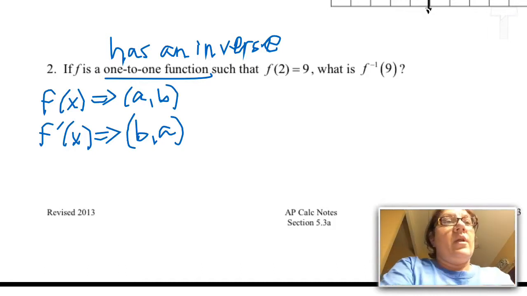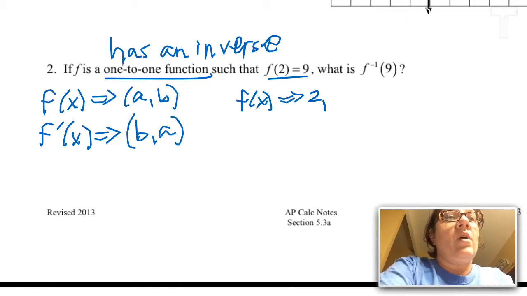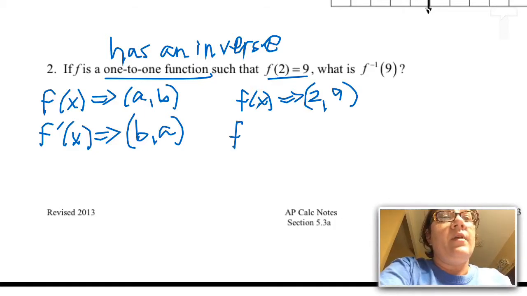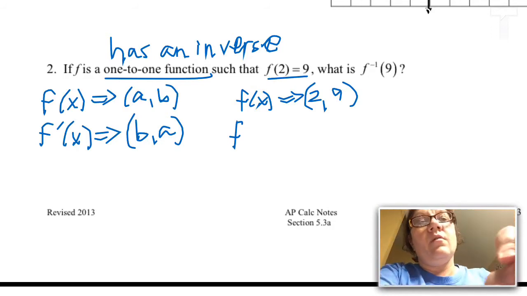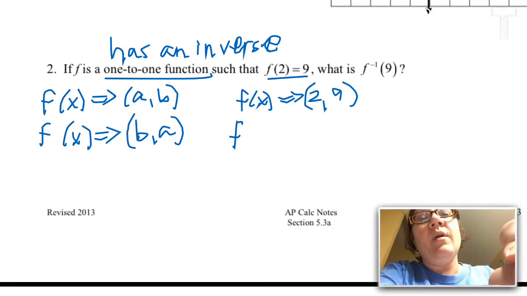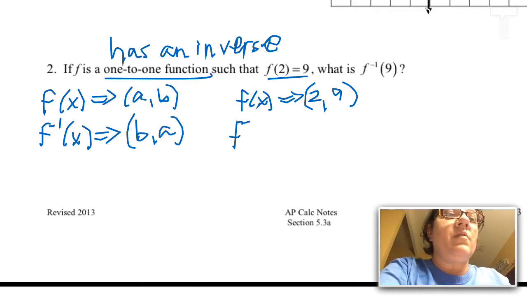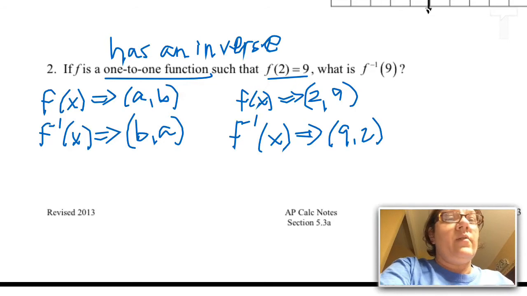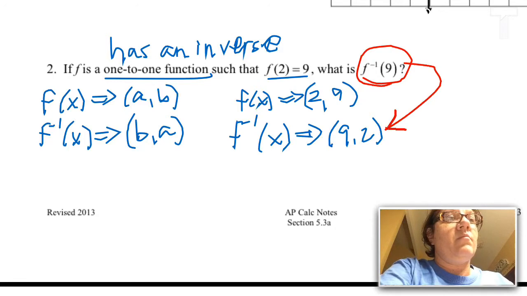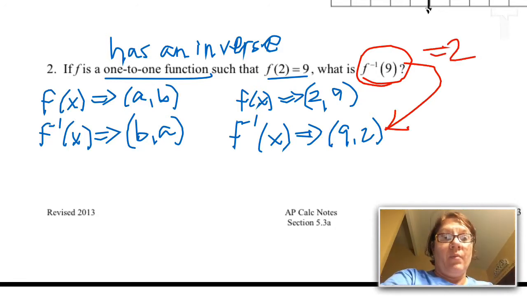That's important. So here, if I know f of 2 is 9, that means for f of x we have the point 2 comma 9, because 2 would be the x and 9 would be the y value. So for f inverse, oops, why am I calling it f prime? I meant inverse. I said inverse, I just didn't write that. So f inverse would have 9, 2. So when it asks, what is f inverse of 9? Oh, it's 2. Simple enough.